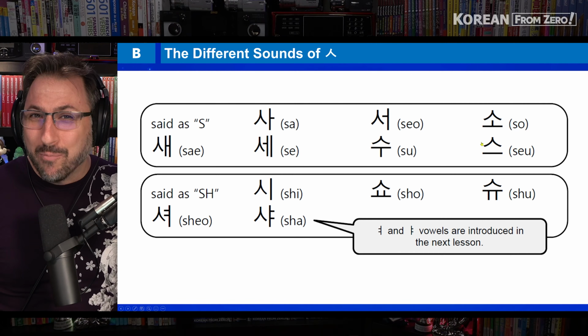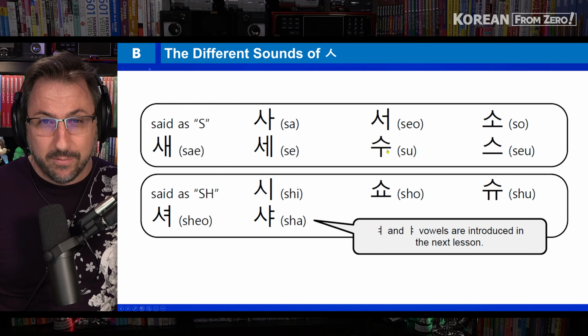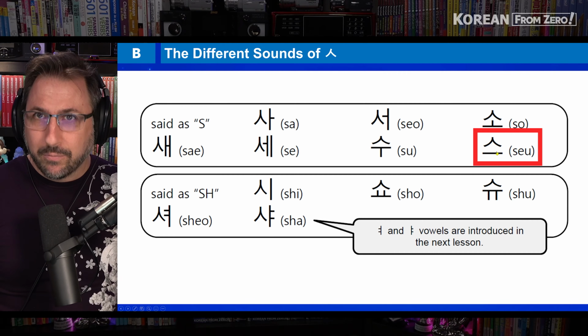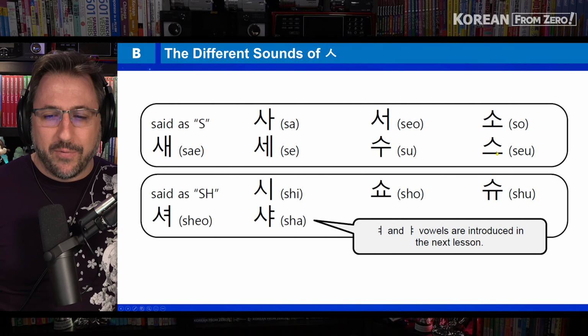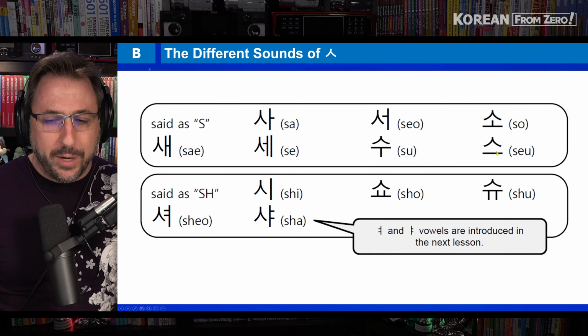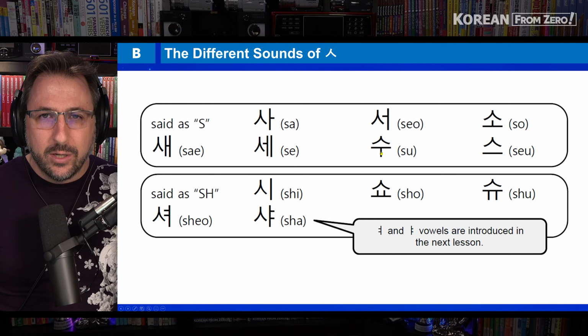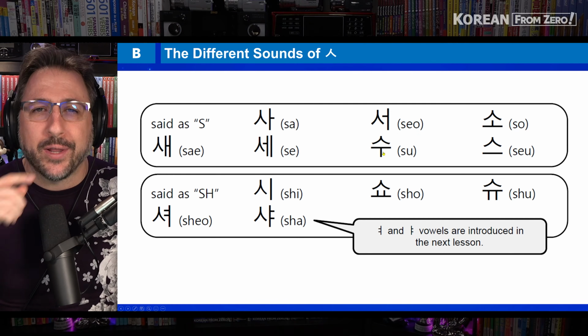All right, now these are much easier to hear the difference. Listen to these: 수, 스, 수, 스. Now, I think there's a graphic coming up, and so we'll repeat it then. But when you say this one, 수, you make your mouth like this.